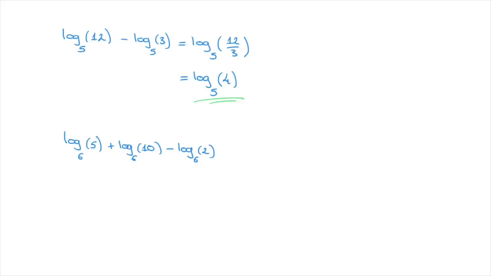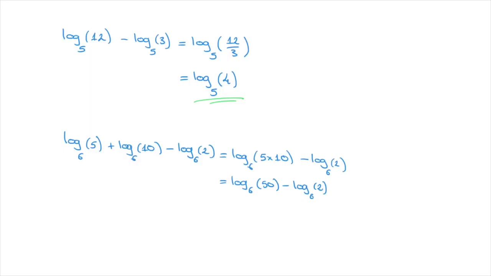To simplify this, we'll go from left to right, and looking at the first two terms, since they are being added, we're going to use the addition rule that we've already seen. So that would be equal to log base 6 of 5 times 10 minus log base 6 of 2. That's equal to log base 6 of 5 times 10, which is 50, minus log base 6 of 2. We now have two logarithms, and the second one is being subtracted from the first. And of course, they're still both written in the same base.